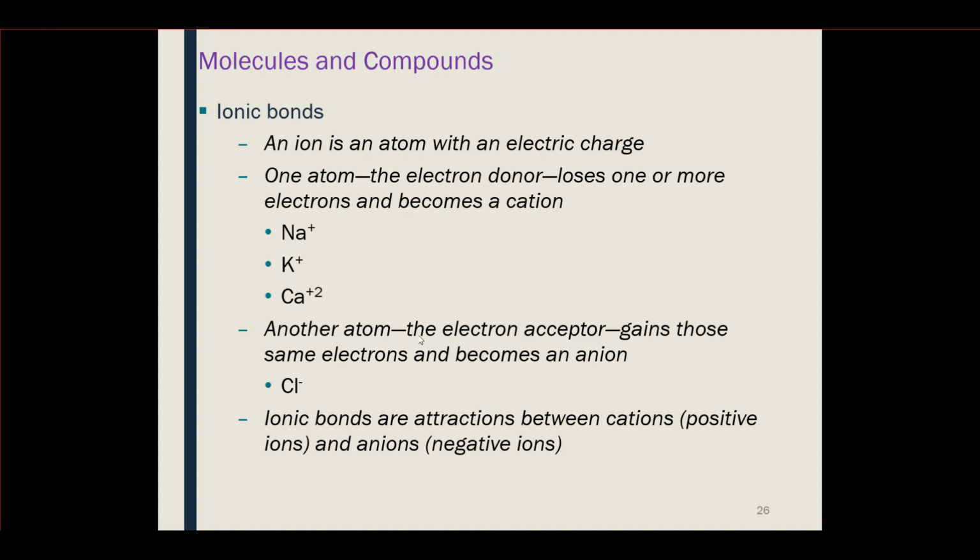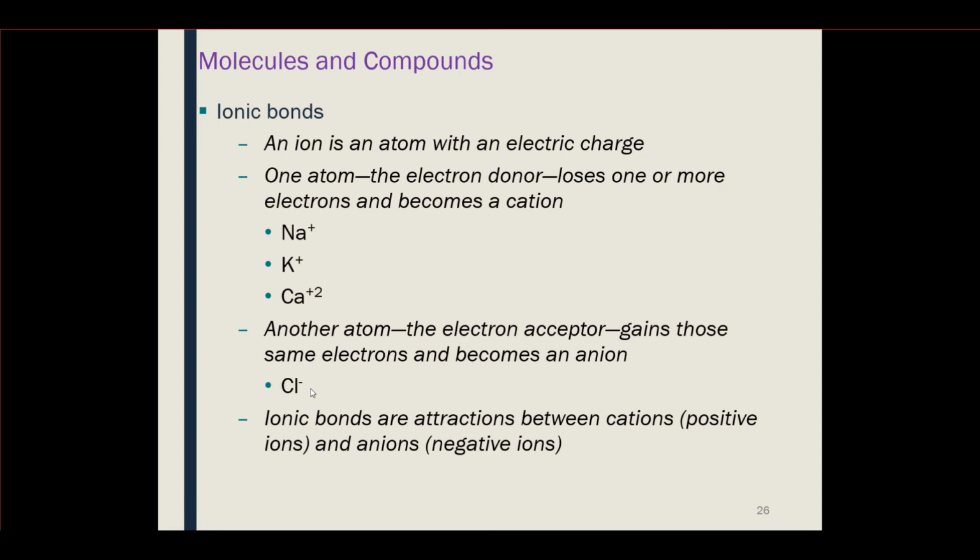Another atom, an electron acceptor, gains those same electrons to become an anion. Again, an anion is a negatively charged ion. A cation right here is a positively charged ion. And how can you remember that? The T looks like a positive sign, doesn't it? And anion, N for negative. That's how I always remember it when I was a student. The T is like a positive sign, like that. The anion N has a negative. So chloride would be a negative. This was an example of an atom that gained an electron to become stable.